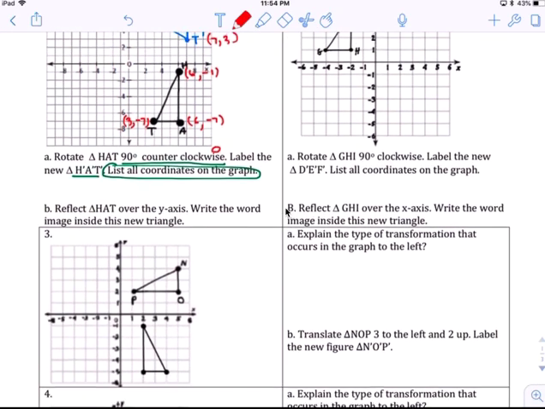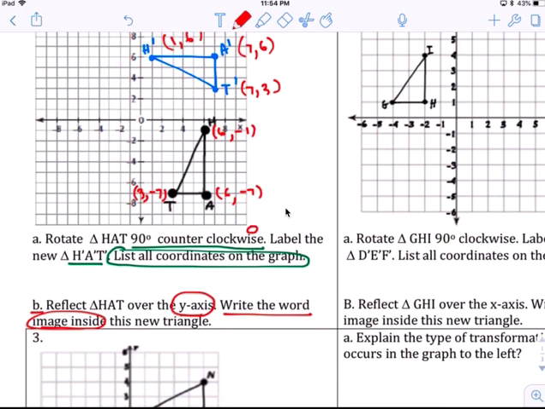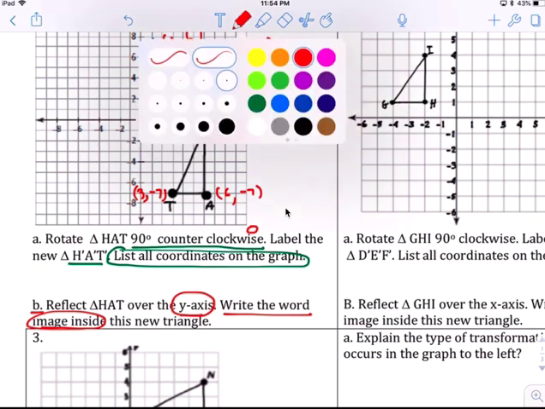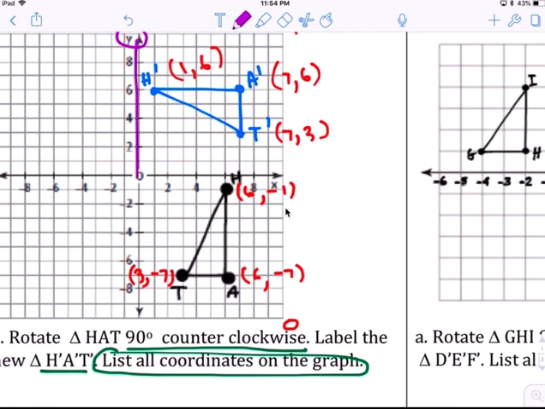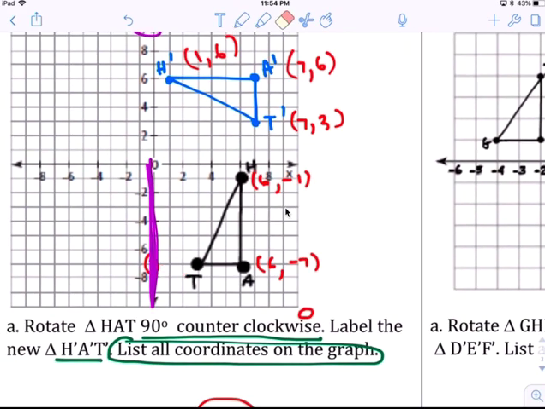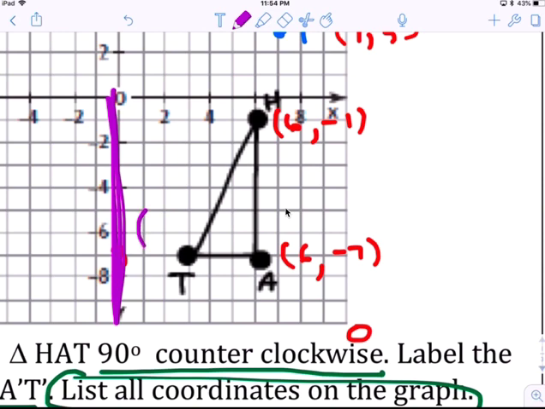Now B here: reflect hat over the y-axis. Write the word image inside the new triangle. Reflect it over the y-axis. This is the letter Y right here. So reflect it over that line. Okay, this triangle hat, reflect over that line. Make sure on your test that I can read the numbers. If you mark it somehow that you can't read, rewrite it.